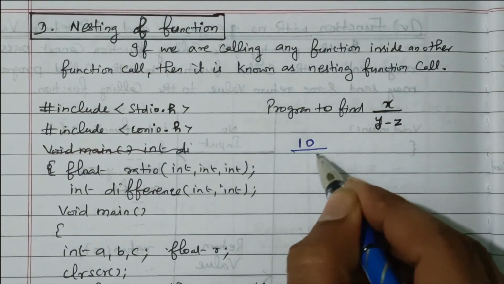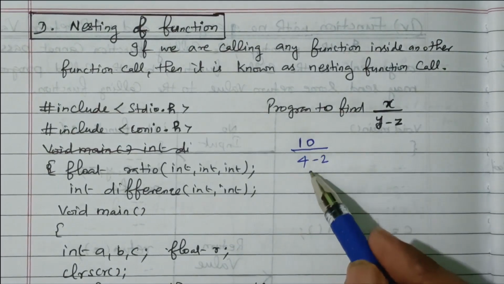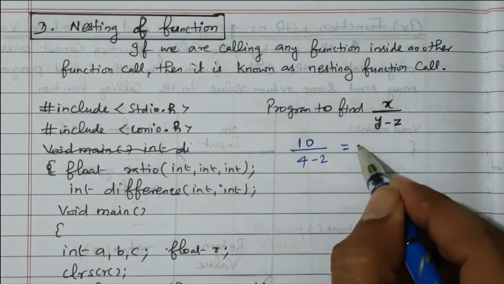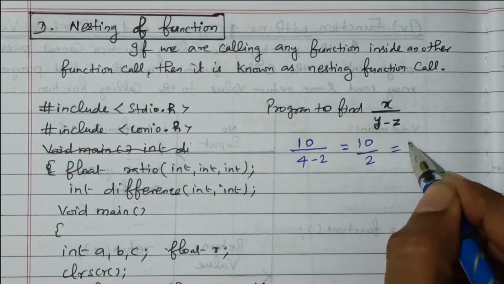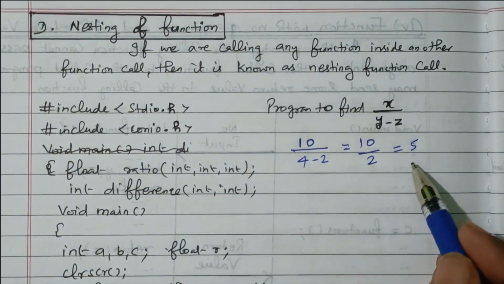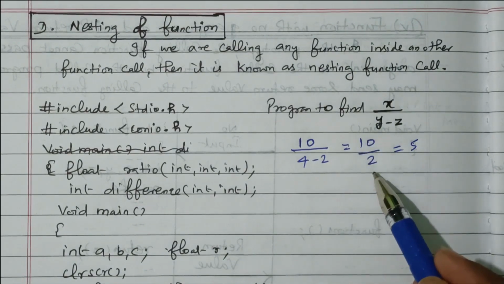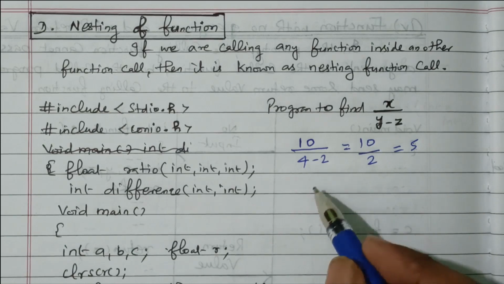10 divided by 4 minus 2. The x is 10, y is 4 and z is 2. So 10 divided by 4 minus 2 means 10 divided by 2, that is equal to 5. So the denominator is non-zero, so we can perform the function, right? So this function is performed by one function. 4 minus 2 verification is done by another function.